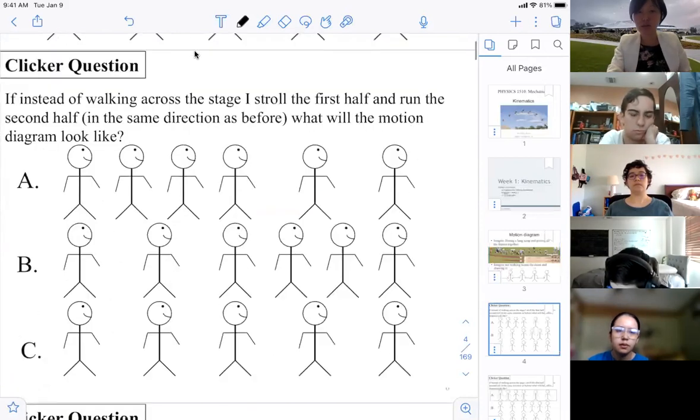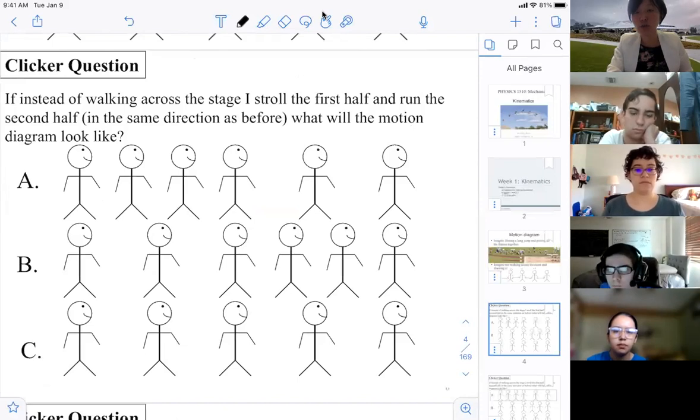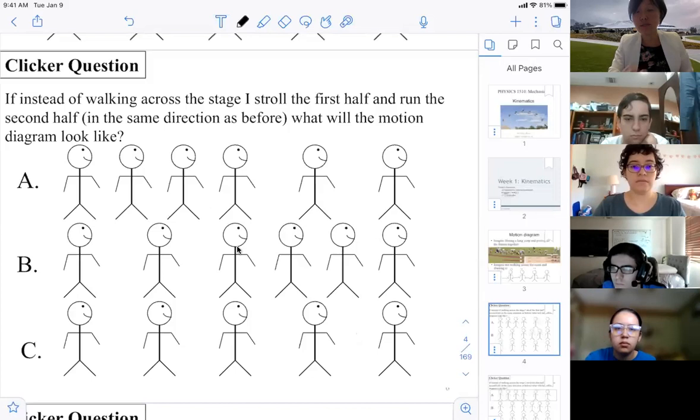So here is a really quick question. Now imagine instead of walking, I stroll the first half and then run the second half. How would you draw the motion diagram now? I'm going to simply set up a poll for us. I think it might be easier for us to put in our answer than to text. This is a really quick, simple question. I'm not going to send you to discuss with one another, but later on when we have more complicated questions, we will have a discussion in individual groups. But this one, just go ahead and vote your answer.